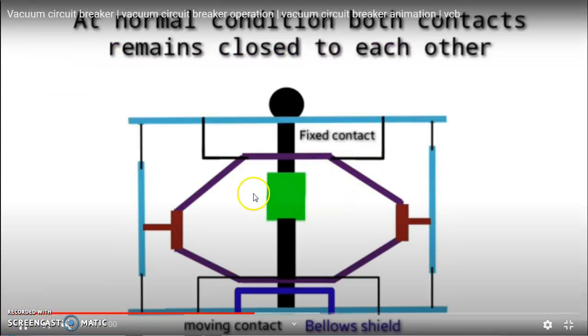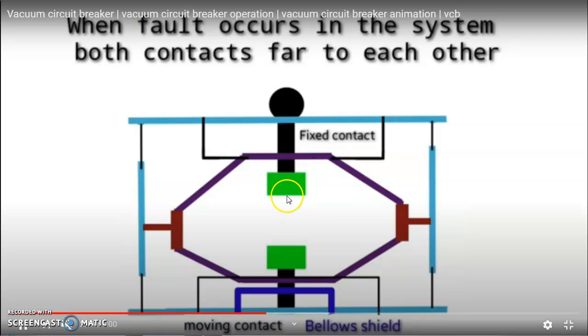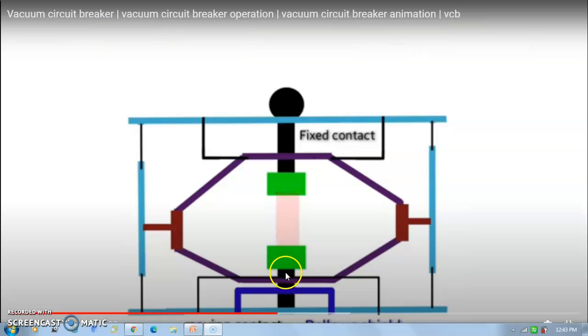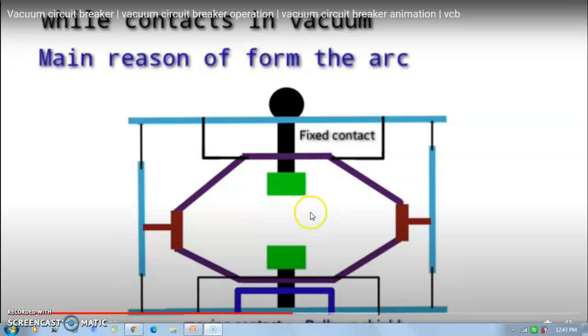Working of the vacuum circuit breaker: at the normal condition, both contacts are closed. When a fault occurs in the system, both contacts fall apart. The moving contact moves away from the fixed contact. When the moving contact moves, an arc forms between the two contacts. But in the vacuum, how is the arc formed between the two contacts?